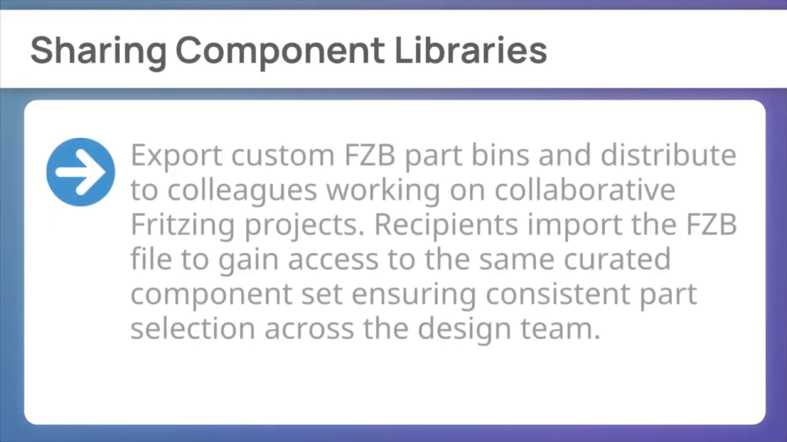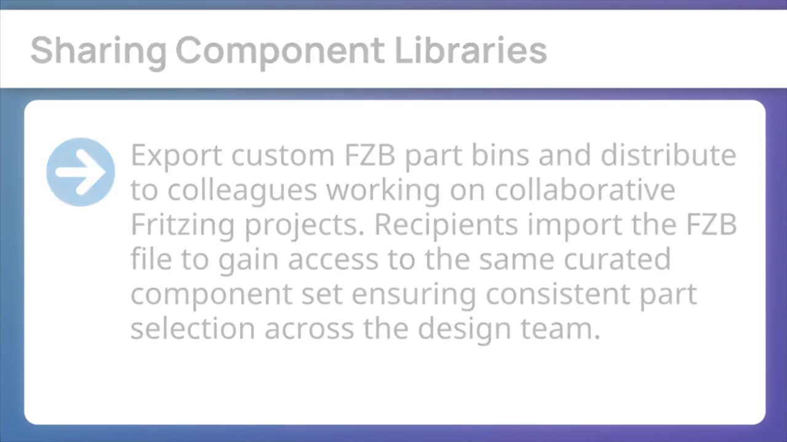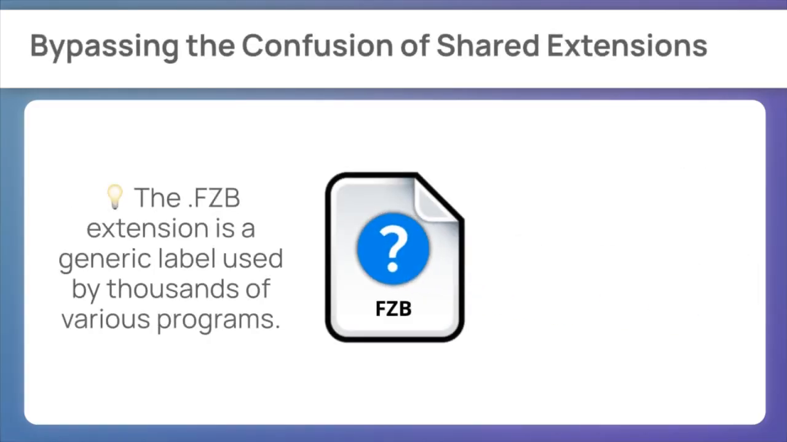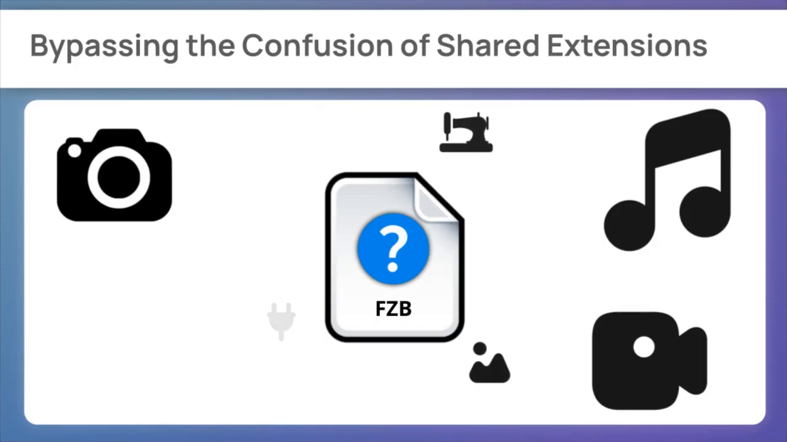Finally, sharing component libraries. Export custom FZB part bins and distribute to colleagues working on collaborative Fritzing projects. Recipients import the FZB file to gain access to the same curated component set, ensuring consistent part selection across the design team. If compatibility checks failed, it is likely because the file extension name is shared by different developers for unrelated formats, causing your PC to use the wrong reading language.